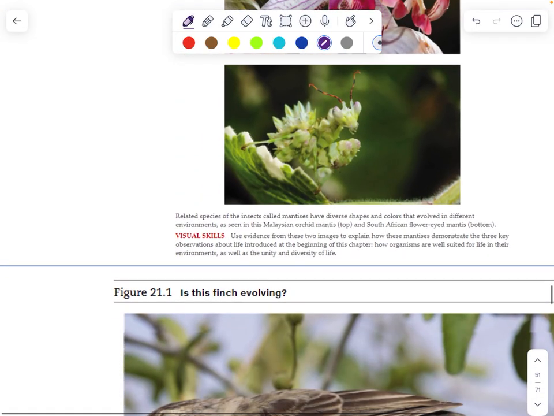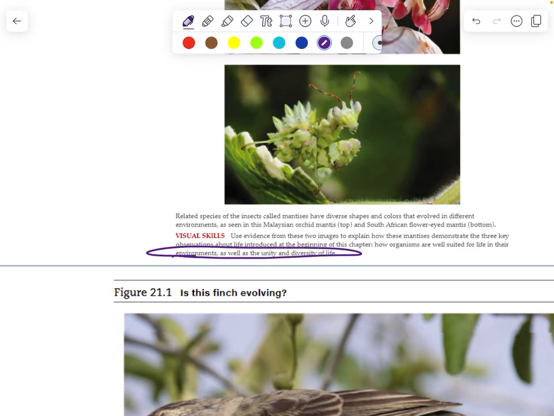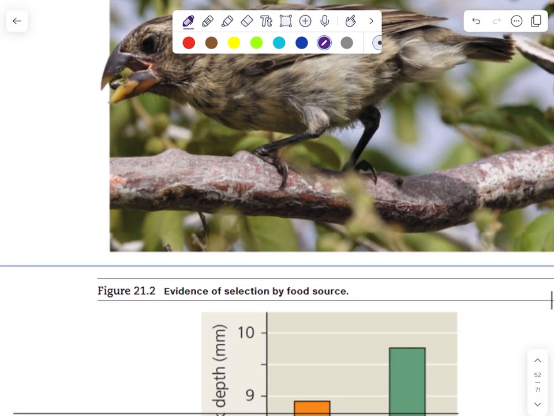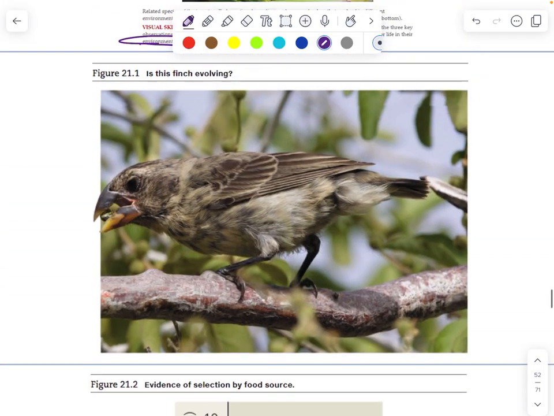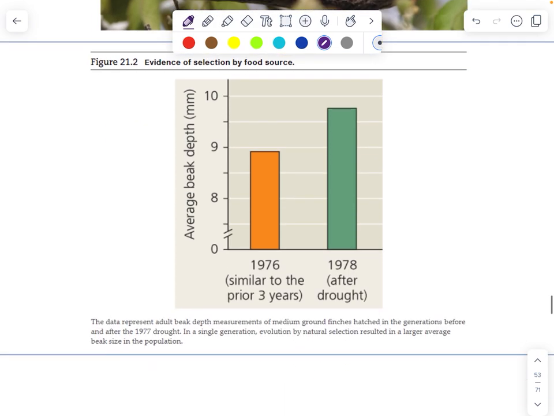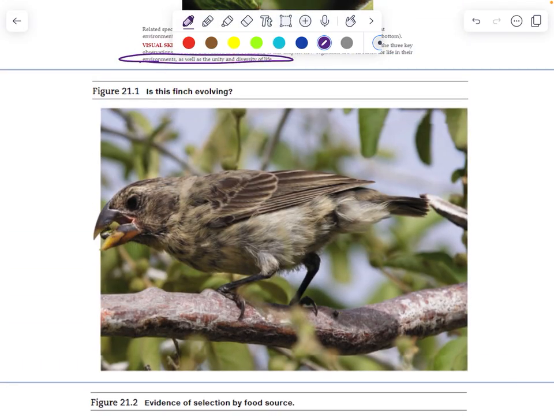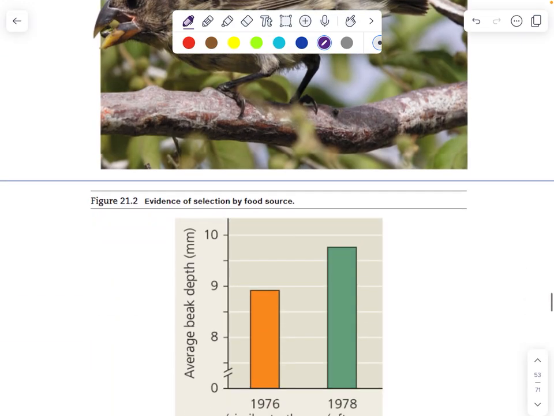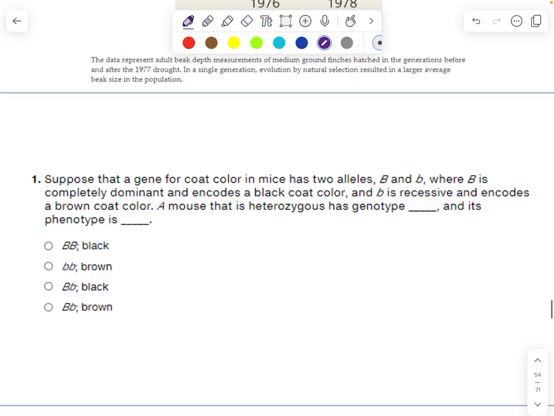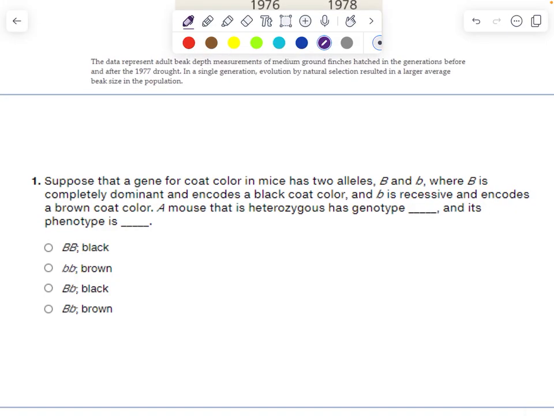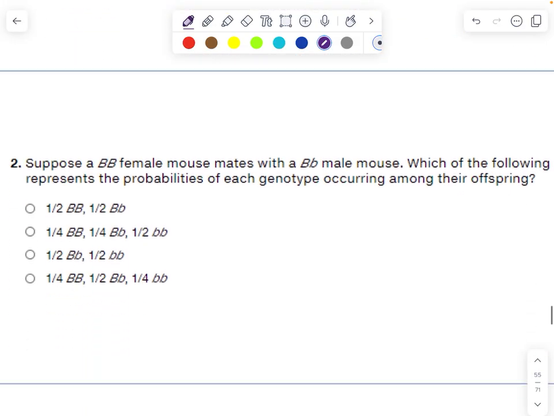And so you can see how life is well suited for its environment, as well as the unity and diversity of life. They're related, but they're very different. Okay, and so we will talk about these finches in class and maybe watch a video about them. But yeah, the adult beaks on Daphne Major, the finches on Daphne Major, studied by Peter and Rosemary Grant, they definitely saw some changes within those birds. So very, very interesting. Okay, so you can pause here and do these questions. We'll go over the answers in class.